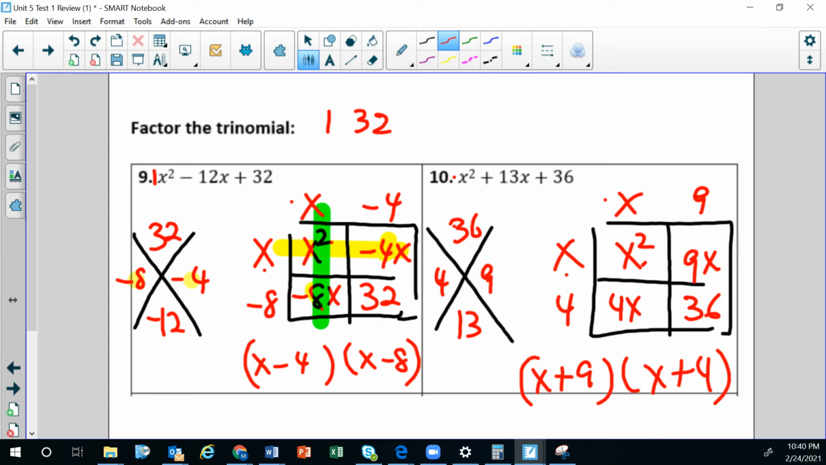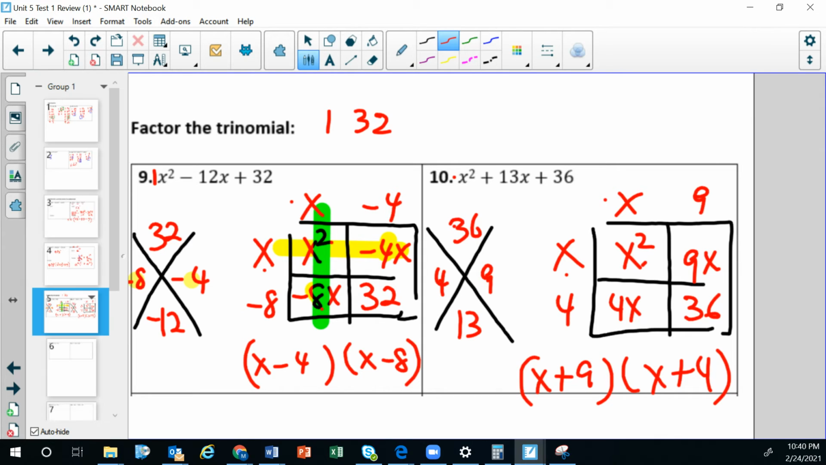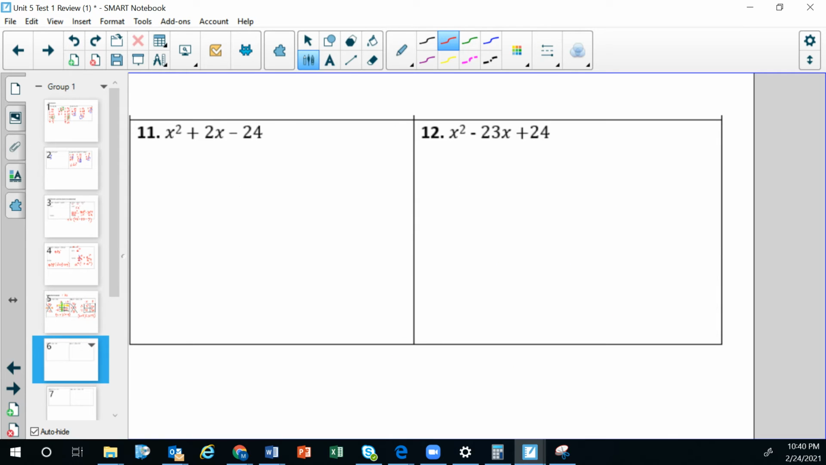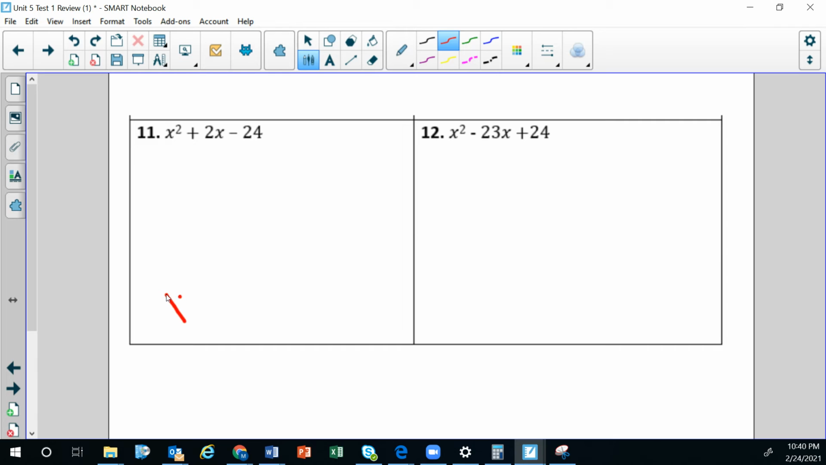All right? Okay. I'm going to skip number 11. That's the same. I'm going to do number 12. Let's do number 12. And for number 11, you can pause the video and try to work it out. But the answer for number 11 is x minus 4 and x plus 6. Okay, you can work it out. Number 12 now. Let's work number 12. Number 12 is very interesting.